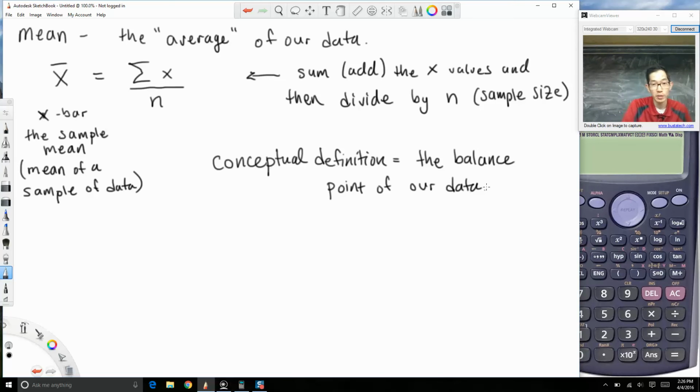Okay, so let's say we had 4 children, and the ages are 2, 4, 6, and 16. I'm going to draw a dot plot of this.